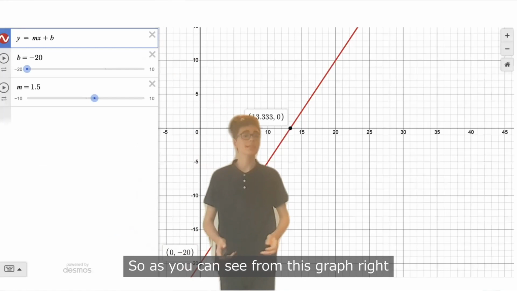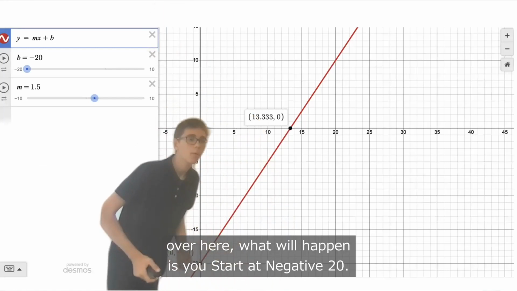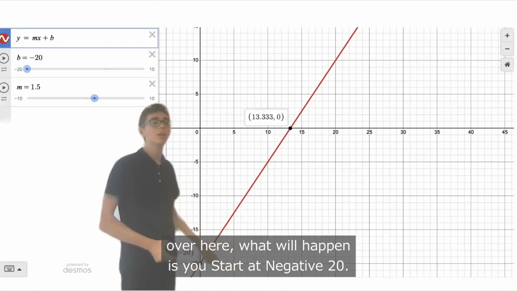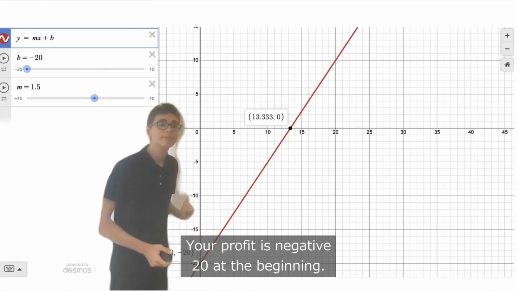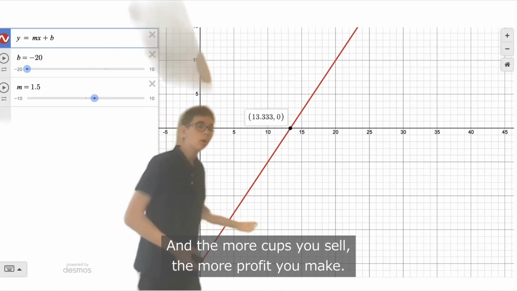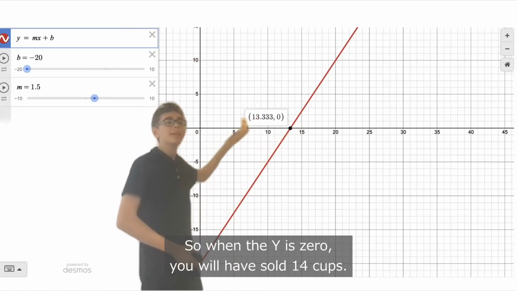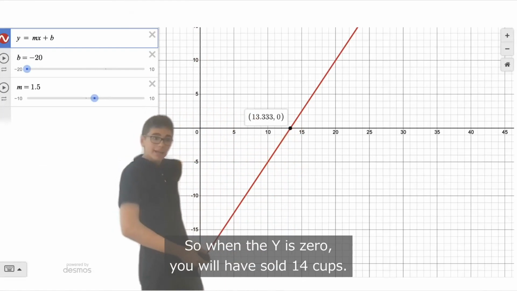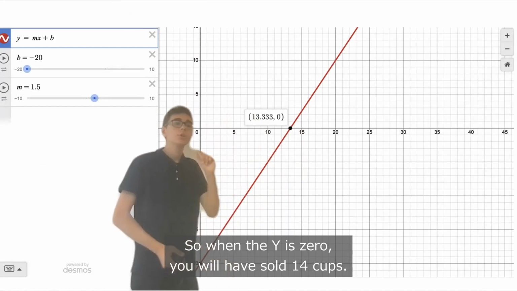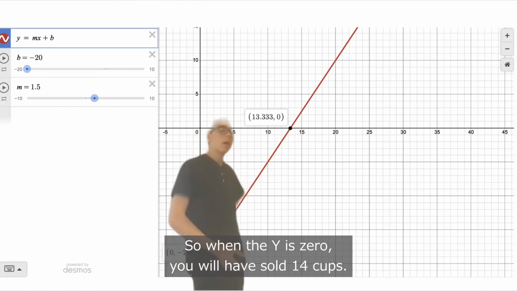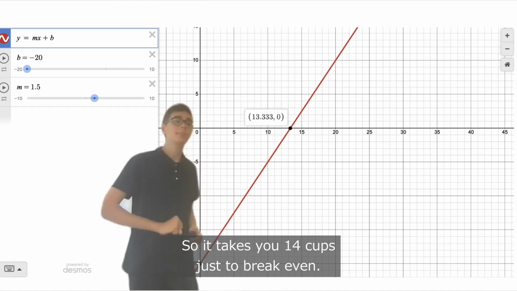As you can see from this graph right over here, what will happen is you start at negative 20. Your profit is negative 20 at the beginning. And the more cups you sell, the more profit you make. So when y is 0, you will have sold 14 cups. So it takes you 14 cups just to break even.